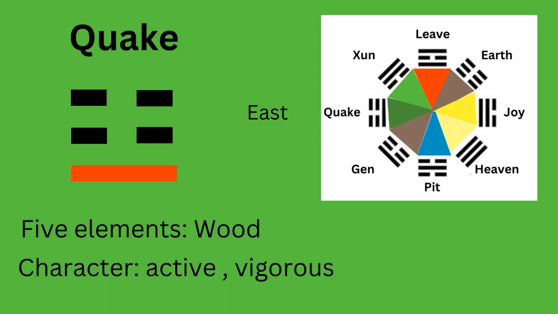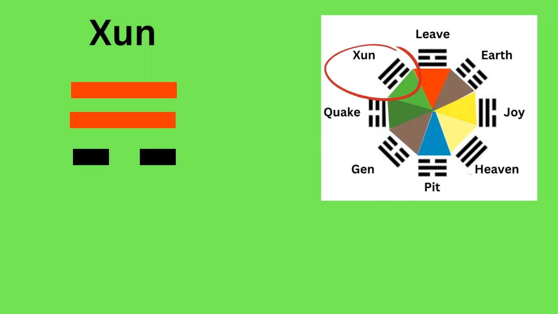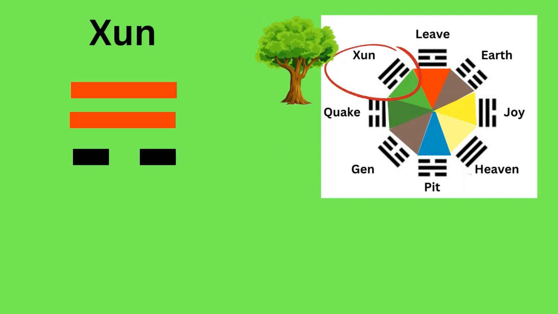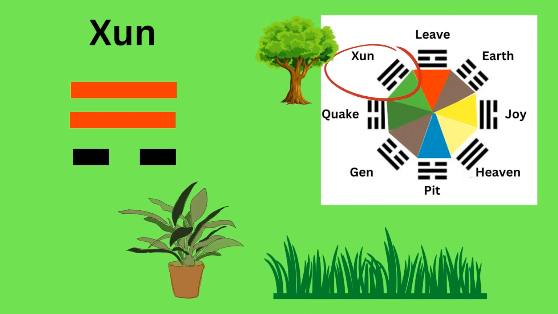It represents the season of spring. Direction of the east where the sun rises. It marks the vitality of life. Everything becomes active and vigorous. The next trigram is sun. Book of Change said sun signifies winds. But it also signifies wood. Since sun is associated with wood, therefore, it also signifies grass and plants.